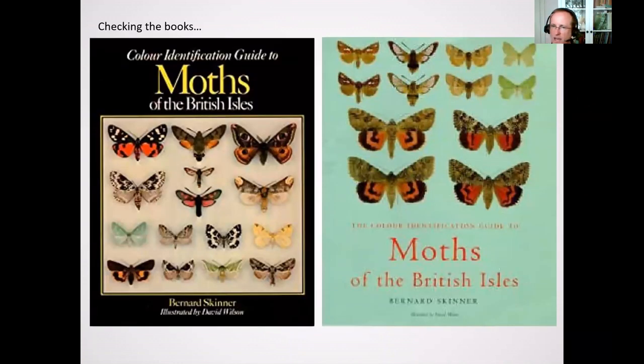So in 1985, I think it was, Bernard Skinner's Colour Identification Guide came out. It kind of revolutionised things. The Moths and Butterflies of Great Britain and Ireland series had been sort of chugging along for a bit, but this was the first book that really put all of the macro moths in one easy volume, and all of the plates are at the end. So you only need to flick through the last 50 odd pages to find out what you want. And when it was reprinted in 96, it got another wave of people interested.